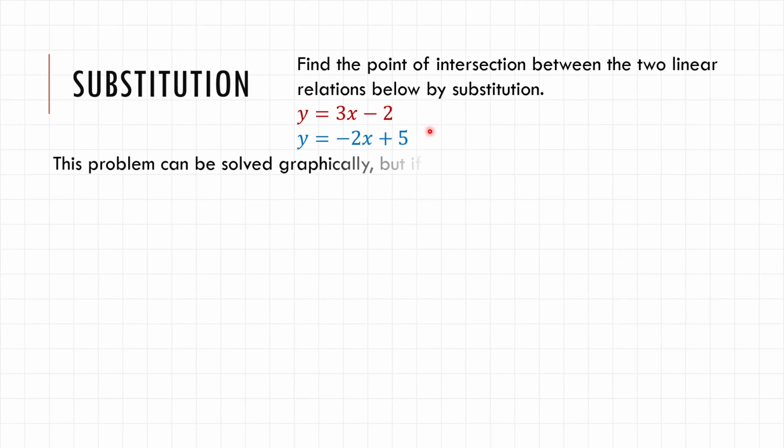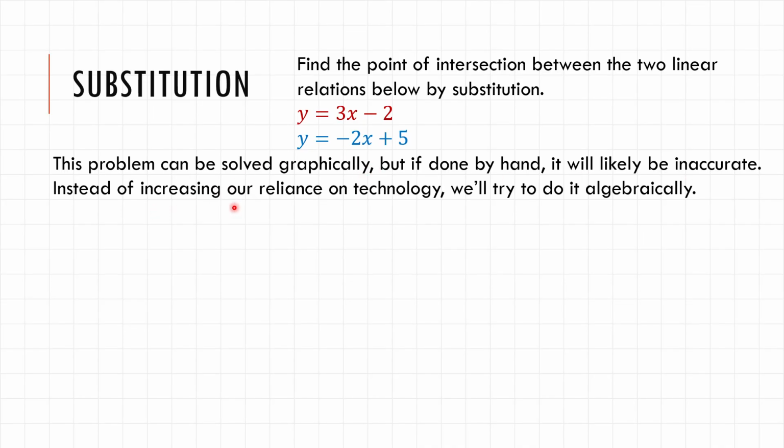This problem, like we just saw, can be solved graphically. If we do it by hand, it's going to be inaccurate. And instead of saying to ourselves, okay, I'll just use graphing technology, I'll just use Desmos or whatever, instead of increasing our reliance on technology, let's try to do this algebraically. Using algebra, we can look at these and say, well, I know that they're going to cross at some point. And at that point, the x values will be the same and the y values will be the same. And if the y values are going to be the same, that means the y value from this relation has the exact same value as the y value from this relation.